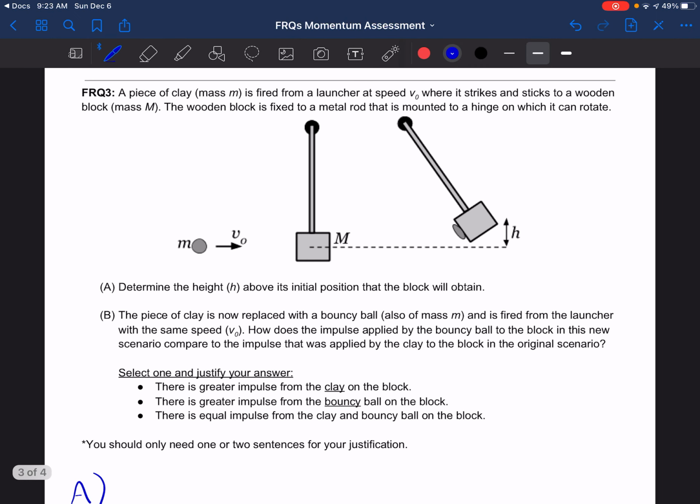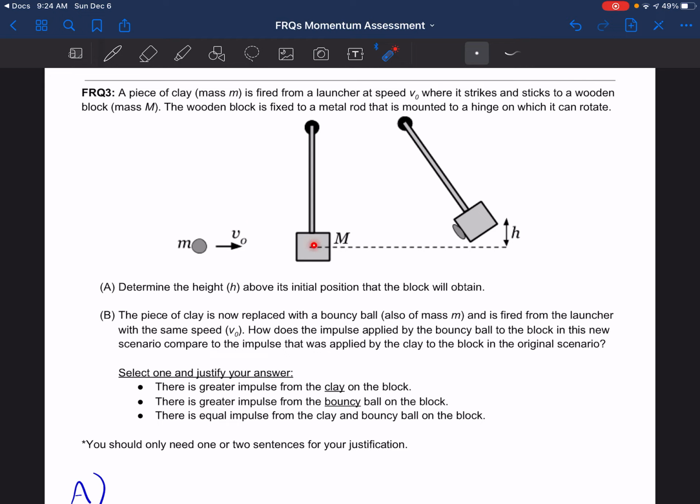Okay, so for this question, we actually saw one almost exactly like this in Pivot Interactives. So there's really two elements to this question. We've got an inelastic collision going on when the clay hits the block. It's a perfectly inelastic collision because it sticks. So we've got a perfectly inelastic collision over which we can assume momentum is conserved. And energy is not conserved during that collision, right? Because it's an inelastic collision.